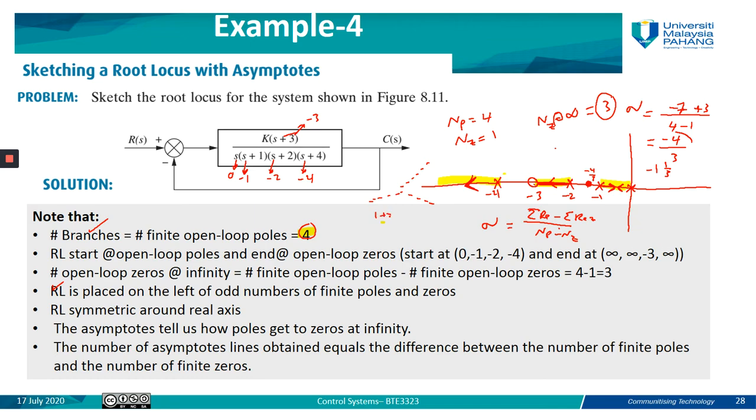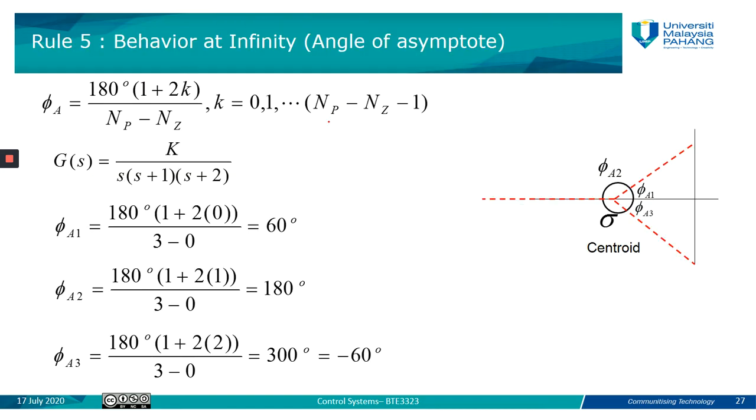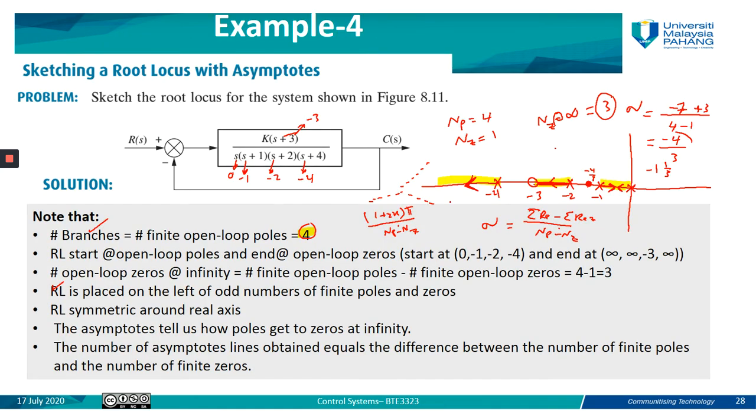We said 1 plus 2k times pi. The first asymptote will have k equal to 0. As we see here, this is the angle of the asymptote. This is the formula: the angle of the asymptote equals pi times (1 plus 2k) over the number of poles minus the number of zeros. So in our case here, we just remove this one.